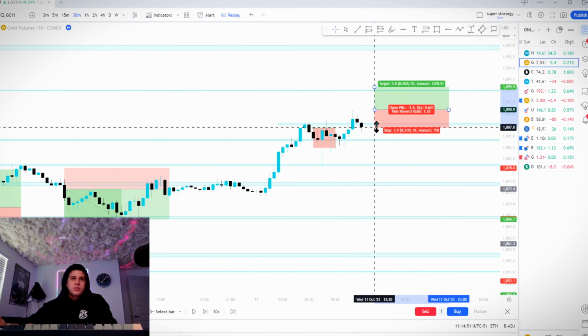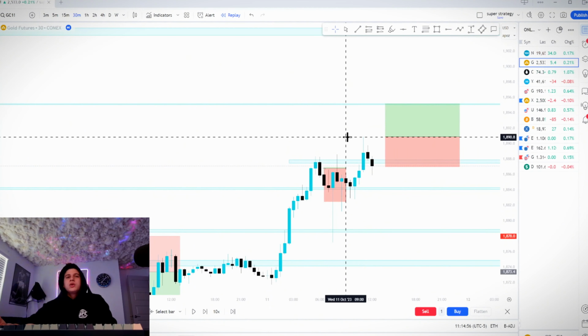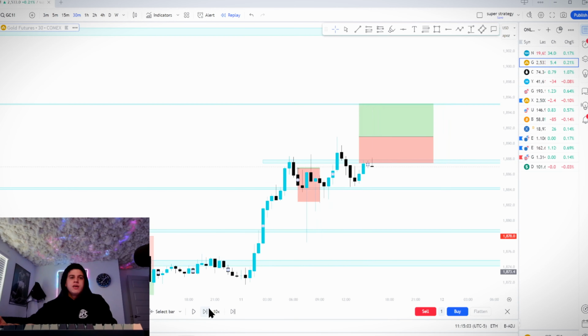Stop loss, I don't know where I'm going to put stop loss just yet. And then we're going to have to target this zone here. So this will most likely be like a 1-to-1 trade, because I do want this stop loss underneath this zone, but let's see what happens. We have a buy stop set.